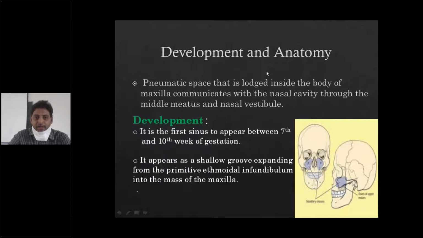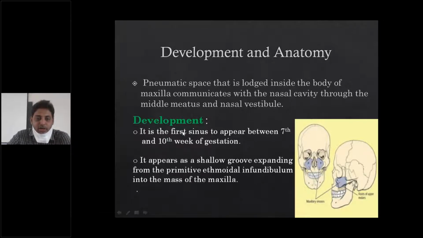Now coming to the development, as we said earlier, these paranasal sinuses are just outpouchings of the mucous membrane of the nasal cavity. They communicate with the nasal cavity through their respective ostium, singular ostium. Coming to the developmental part of the maxillary sinus, it is the first sinus to appear, between the 7th and 10th week of gestation.